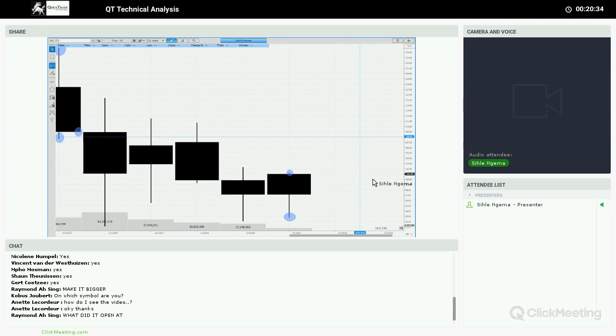So this lower spike there is showing you that sellers were busy pushing the price down, but buyers came in and started pushing the price up. Hence, you are only left with a spike. It is a form of rejection which takes place in the market.